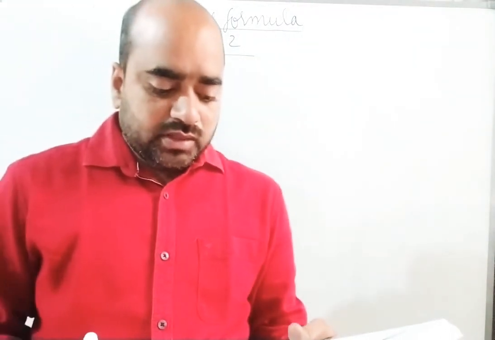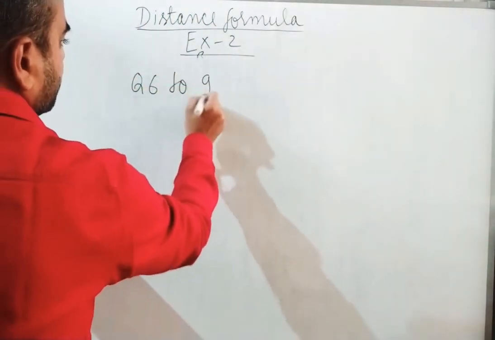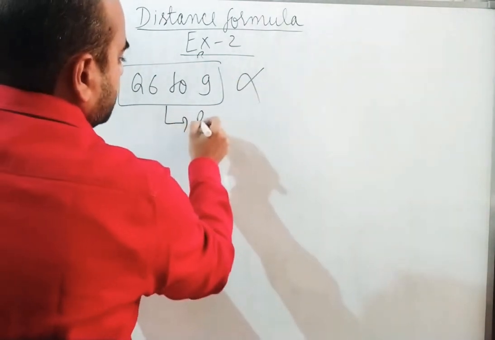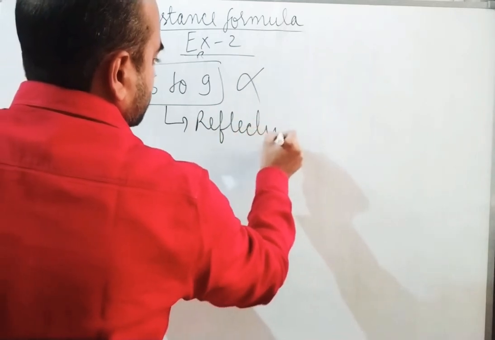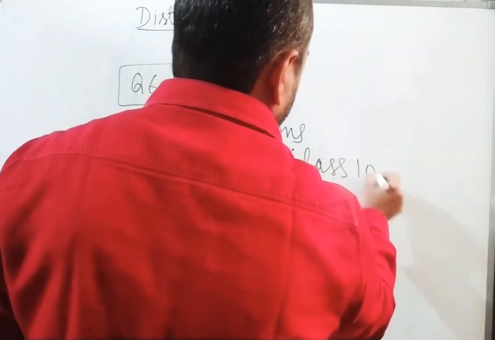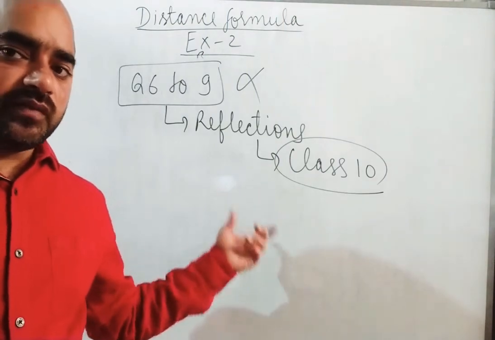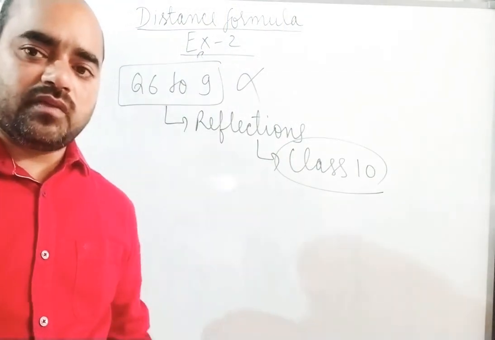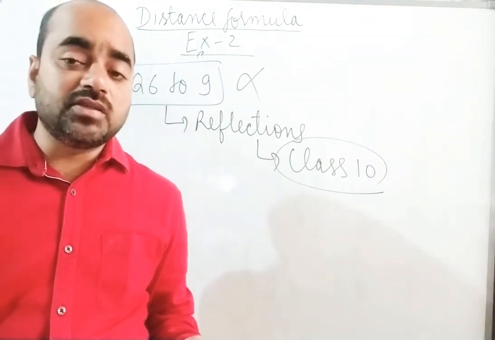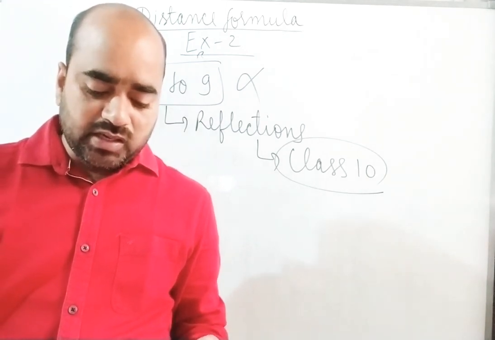Now next are the questions. Question number 6 to 9 we are not going to study. Why? These questions are based on reflections, and this is in class 10th. One particular chapter is there in class 10, that is reflection. In class 10th you will study the reflection. That is why here I am not explaining and we are not solving the questions based on reflection of the points, that is question number 6, 7, 8 and 9.